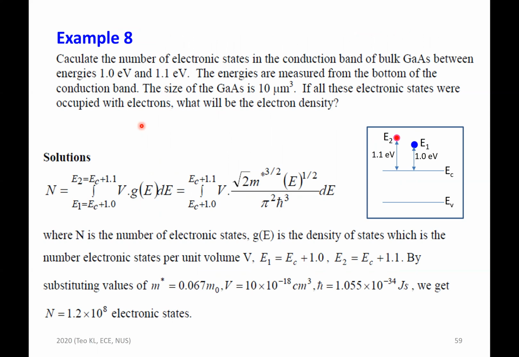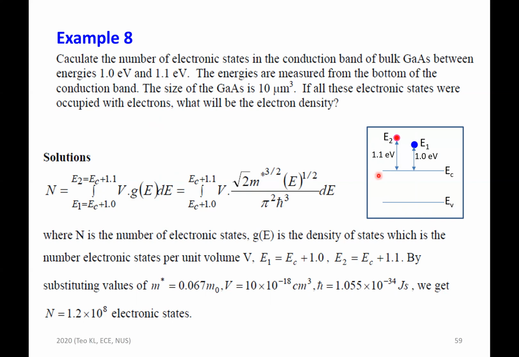Let us look at an example. How do we calculate the electronic states in the conduction band of bulk gallium arsenide? In this case, let us calculate the three-dimensional case, between energy 1.0 eV and 1.1 eV measured from the conduction band edge. The size of the gallium arsenide is a 10 micron cube. If all these electronic states are occupied with electrons, what will be the electron density?